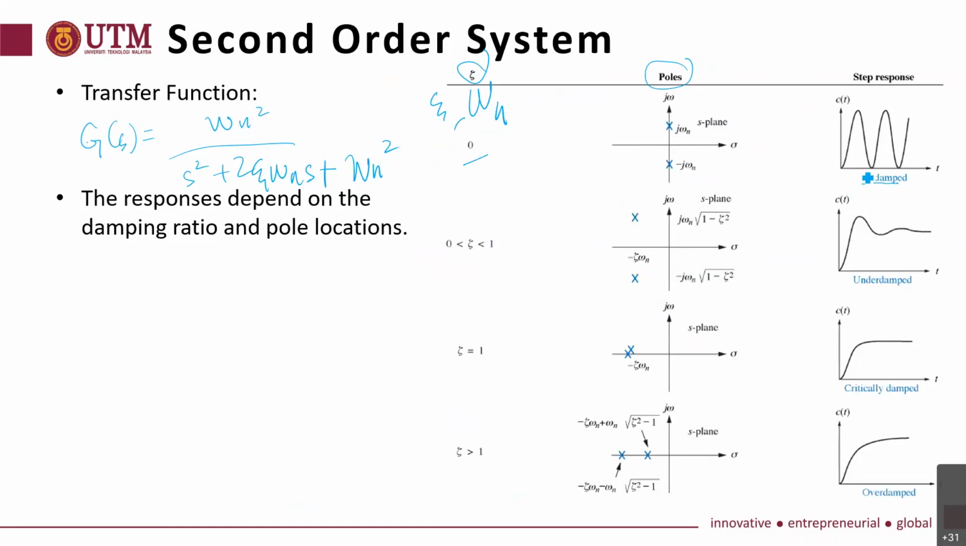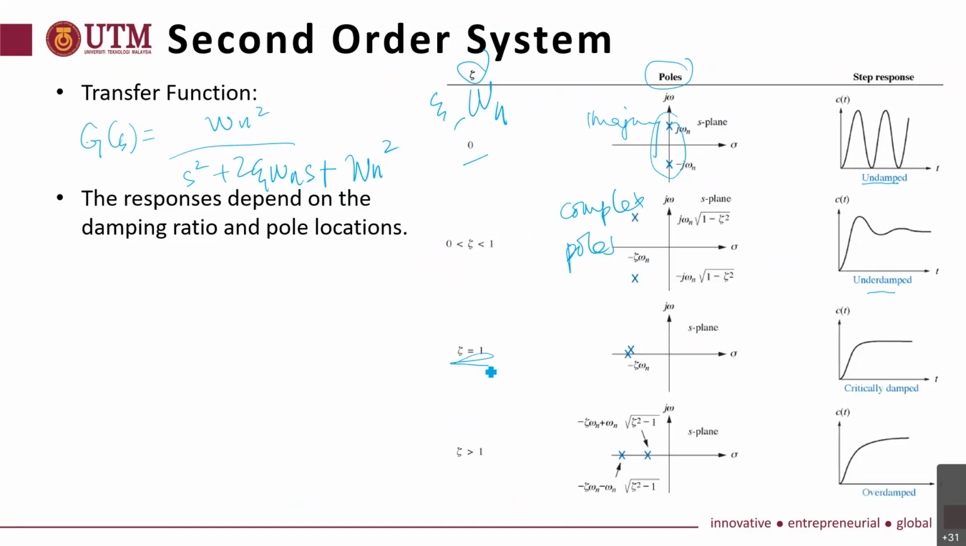It's like a sine wave or cosine wave. Zeta between 0 and 1 is underdamped. We have overshoot, then a small oscillation, then it settles down. The poles are complex poles. Here, the poles are on the imaginary axis.